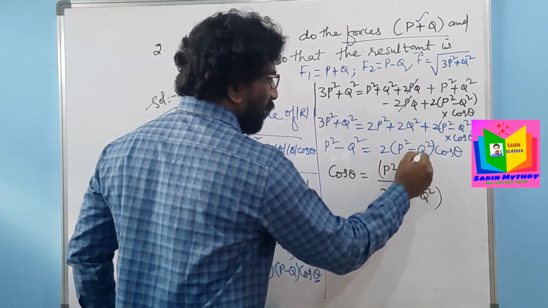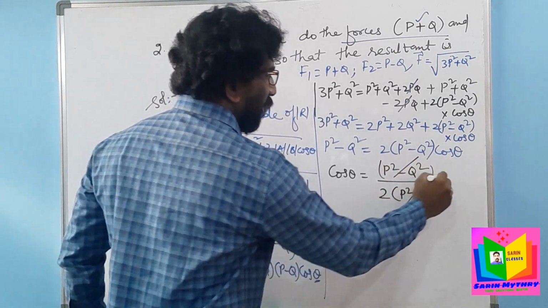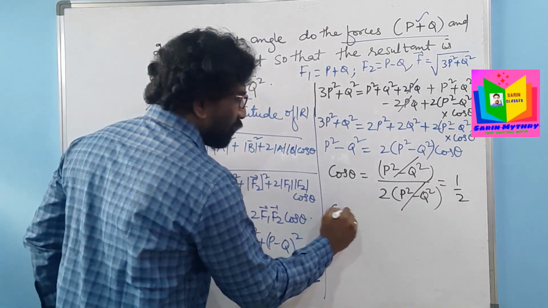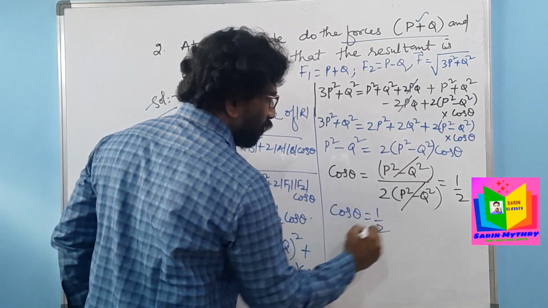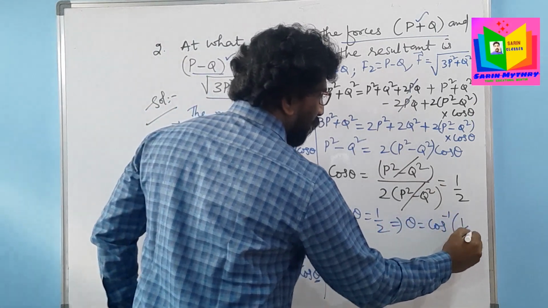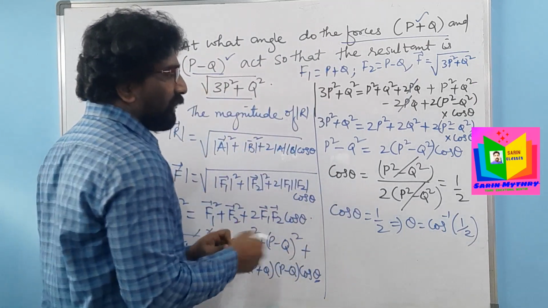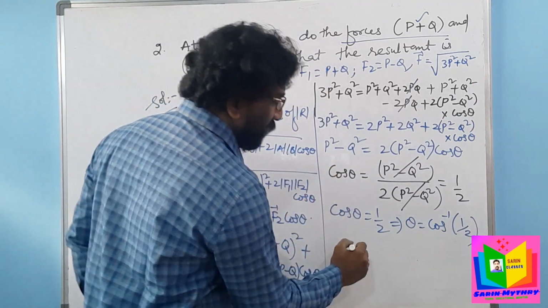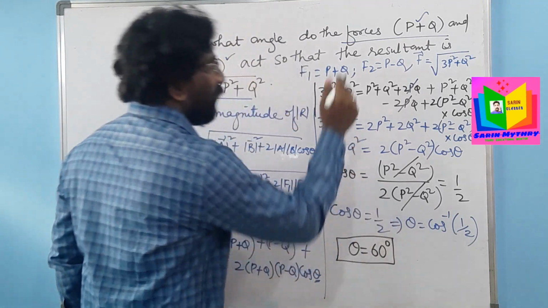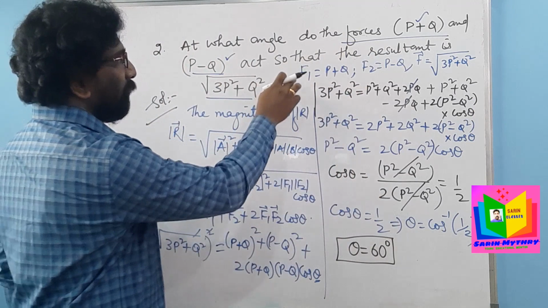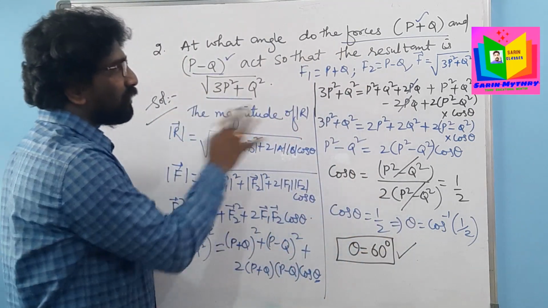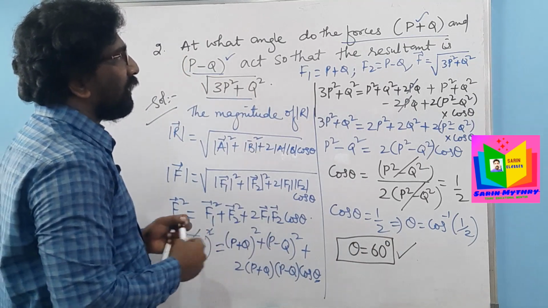And see now, this and this will get cancelled. So ultimately it will be only 1 by 2. So cos of theta is equal to 1 by 2. This implies theta is equal to cos inverse of 1 by 2. We know that cos theta is 1 by 2 at theta equal to 60 degrees. So the angle between the two forces F1 and F2 is 60 degrees. This is how you are supposed to solve the numericals regarding forces.